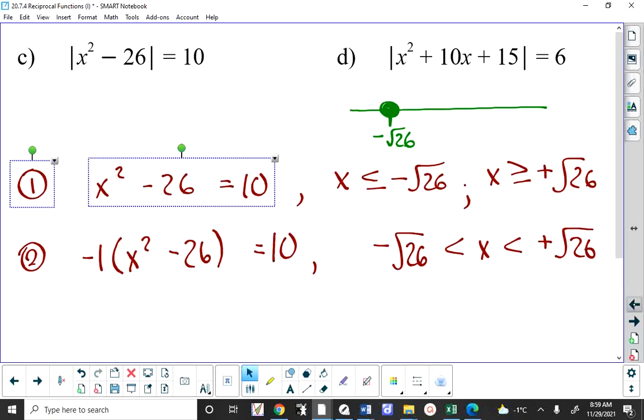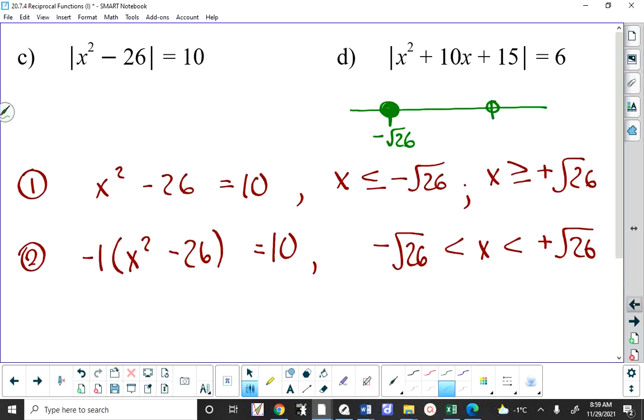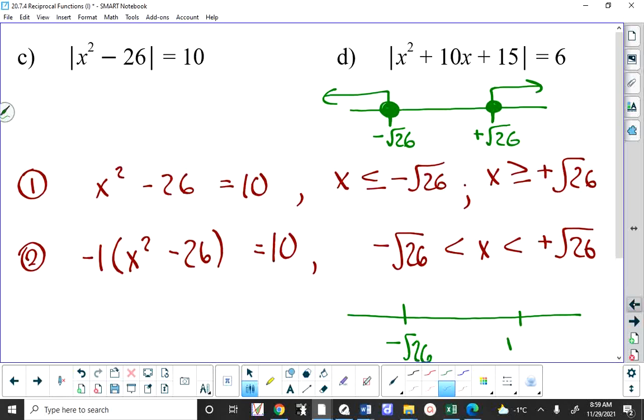In terms of a number line, for equation 1, this represents the domain, and for equation 2, this represents the domain.